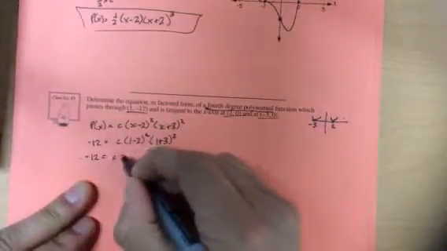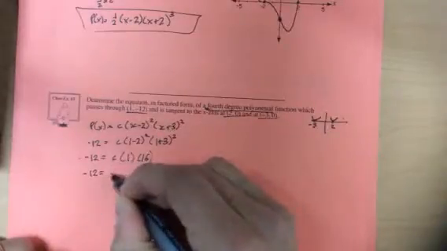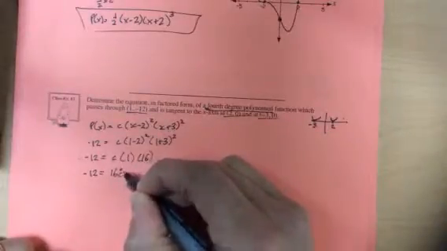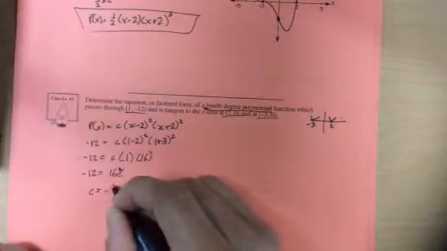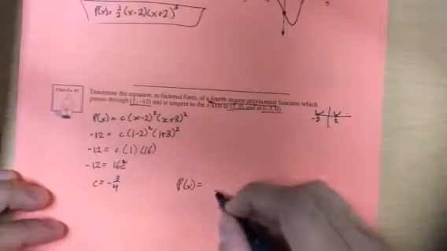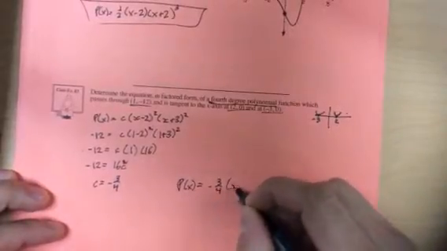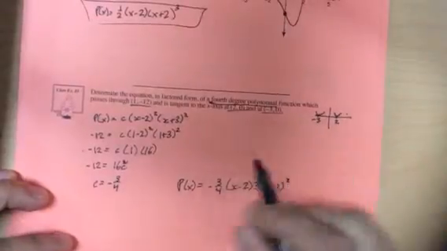So negative 12 is equal to c times... 1 minus 2 is negative 1 squared, which is just 1. 1 plus 3 is 4 squared, which is 16. So negative 12 is equal to 16c. Oh, sorry. And if I solve for c, c is equal to negative 12 over 16, or negative 3 over 4. And so if I plug this into my polynomial expression, I'm left with negative 3 over 4 times (x minus 2) squared times (x plus 3) squared.